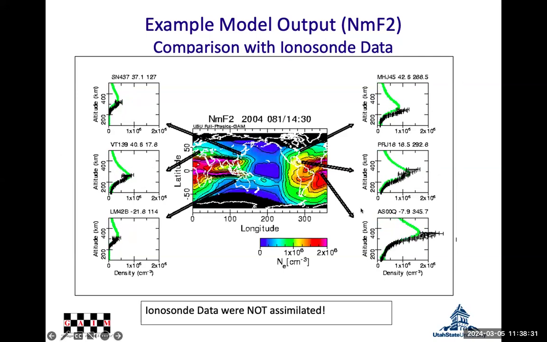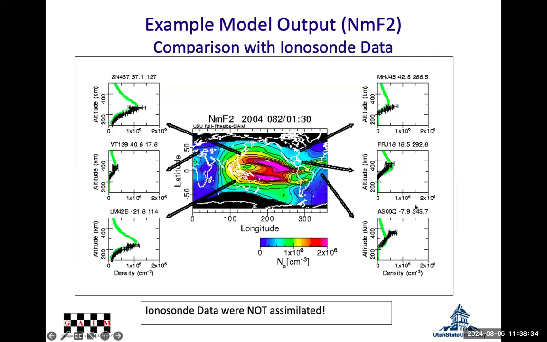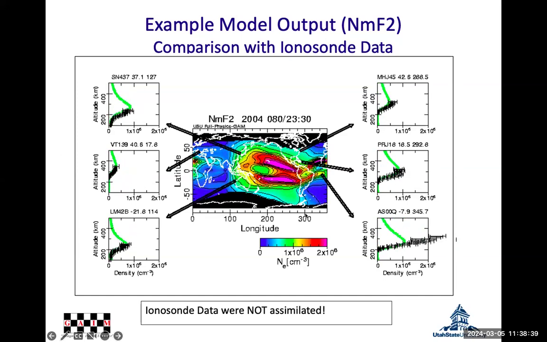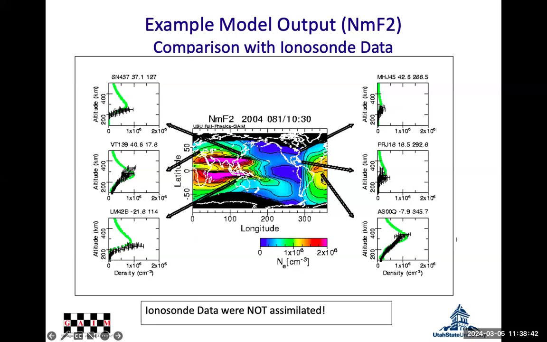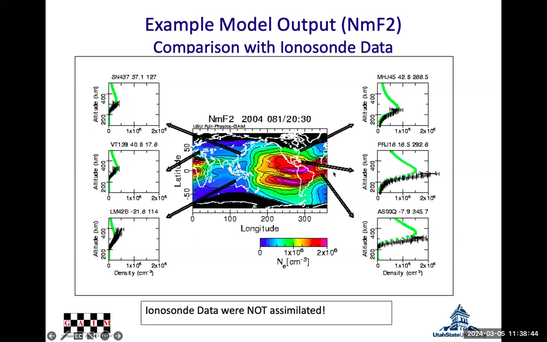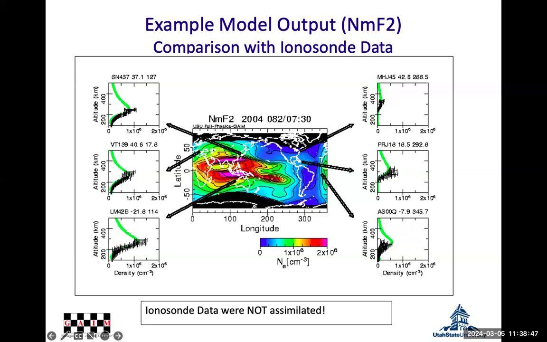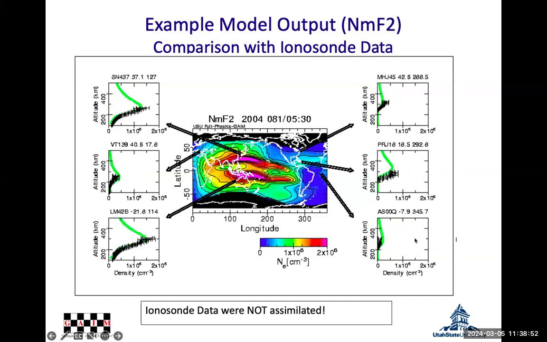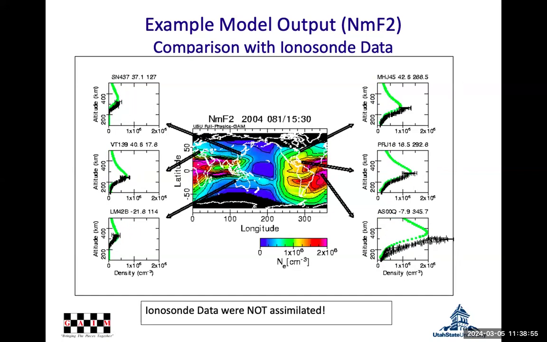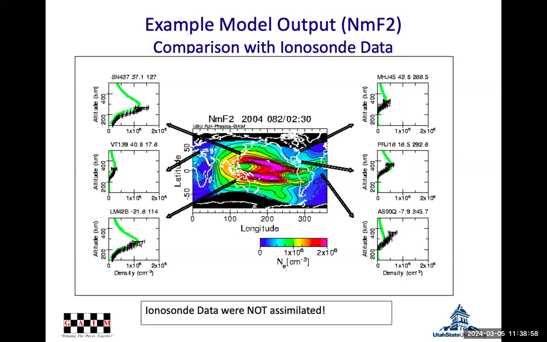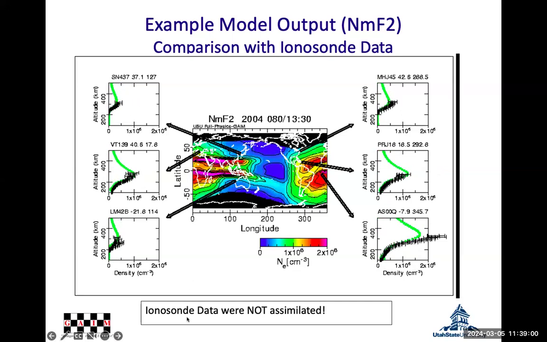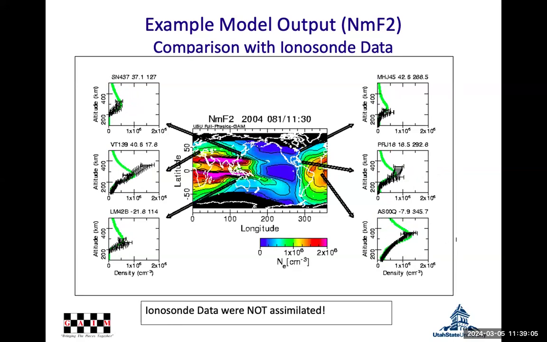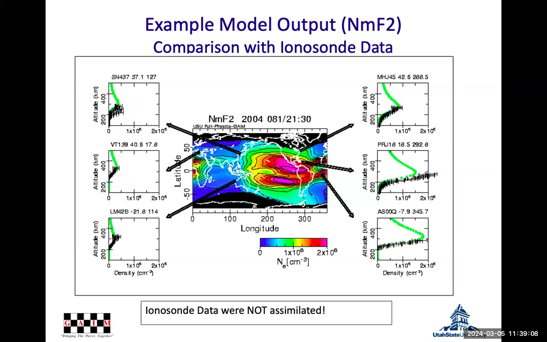But you also see differences here. For example, this one is Ascension Island in the lower right corner, and there's of course not much ground-based observation surrounding it, in the middle of the Atlantic, and you see that the model has some trouble here capturing the dynamics seen in the observations. Important here is that the ionosonde data were not assimilated. This is a true comparison with independent data.